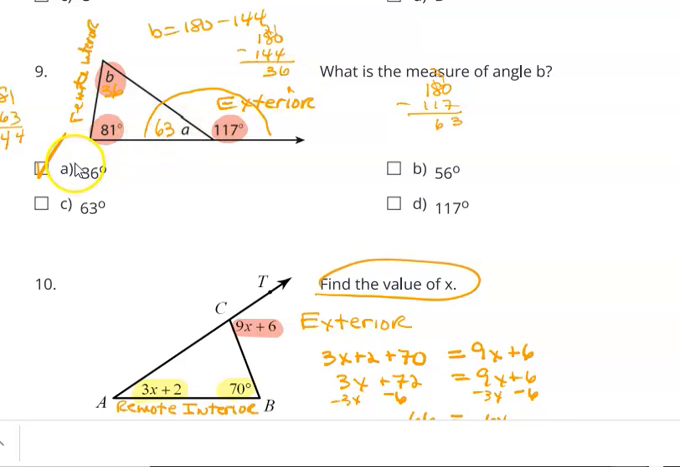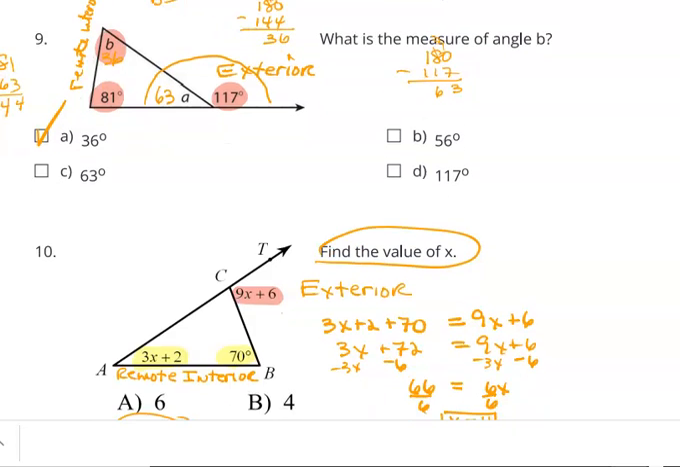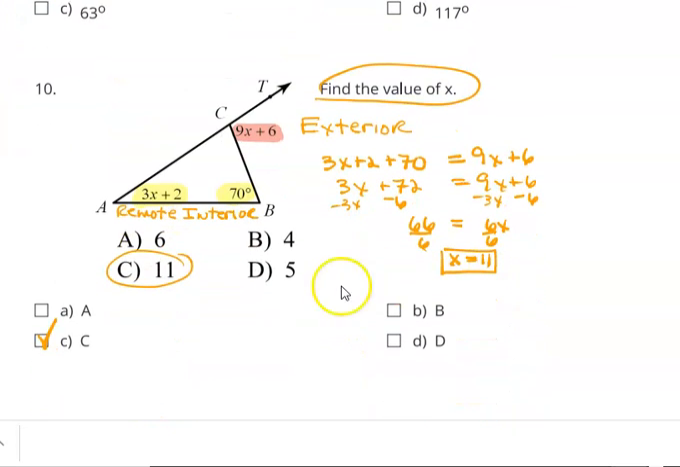36 is my answer. Okay, so again, I could have used the remote interior sum equals the exterior, or I could use the exterior angle and the interior angle right here, or a linear pair, and then use that information to solve for B. When we get to 10, I have limited options because I have limited values.